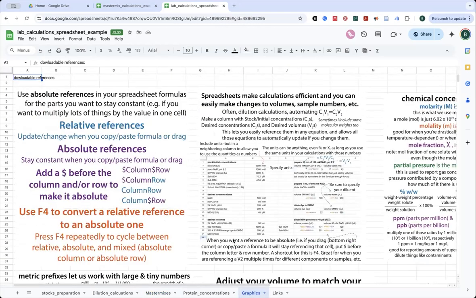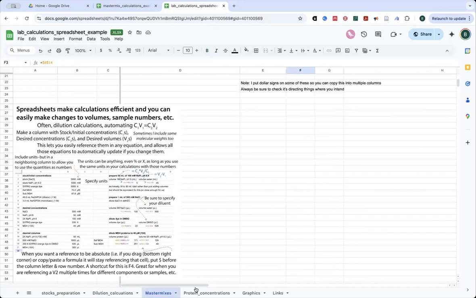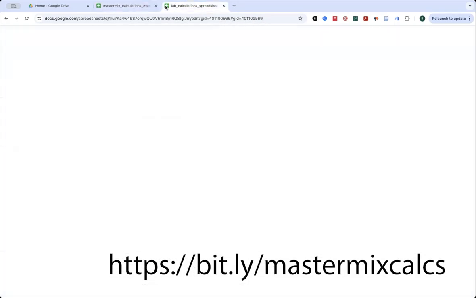This is part of a bigger lab calculations example spreadsheet that I shared, and I have a longer video and walkthrough on it. But this is just one page of it. There's a bunch of other stuff, and I also will direct you to some more MasterMix calculation examples.